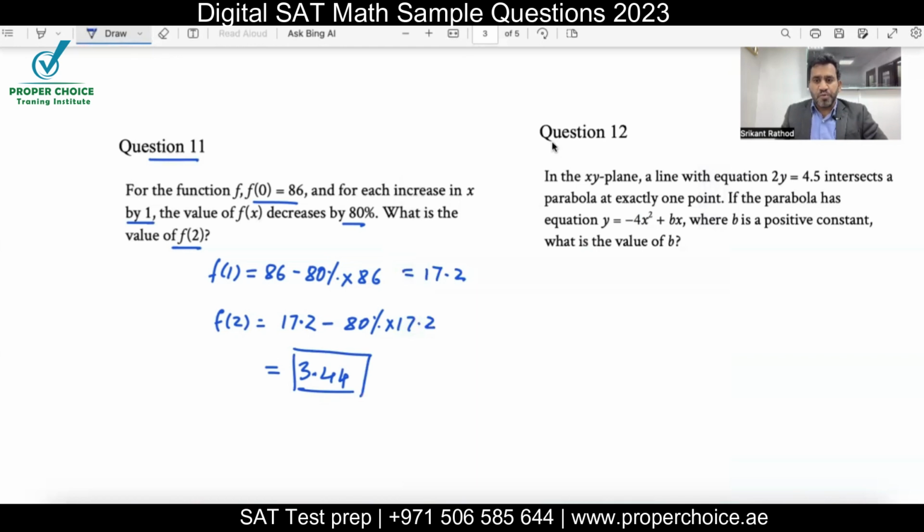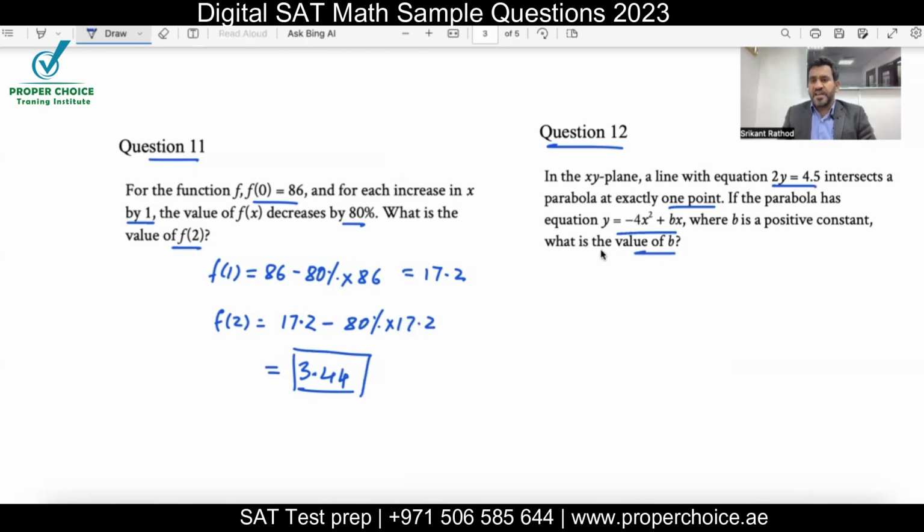Let's go to question number 12. It says, in the xy plane, a line with the equation 2y = 4.5 intersects a parabola at exactly 1 point. If the parabola has the equation y = -4x² + bx, where b is a positive constant, what is the value of b?